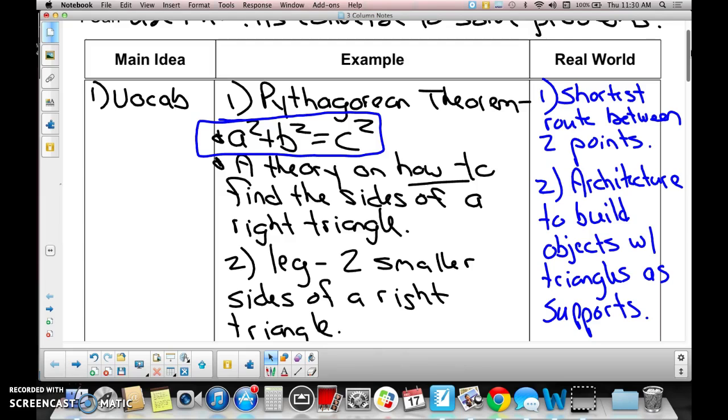Girls, I'm up here. Any questions? Any comments? Anything we need to add?